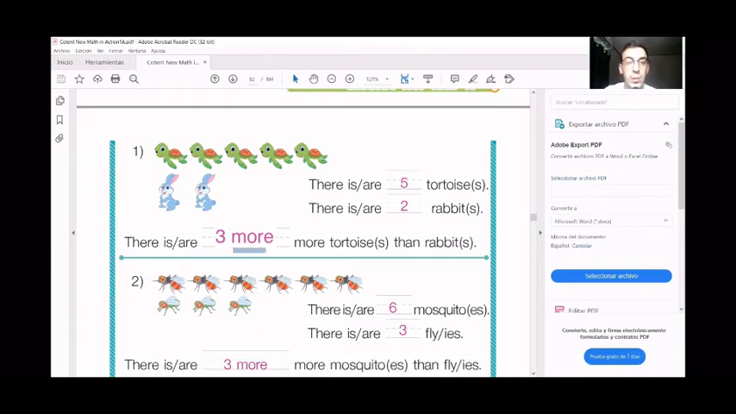And "fewer" means less than. It means there are less than, or fewer.